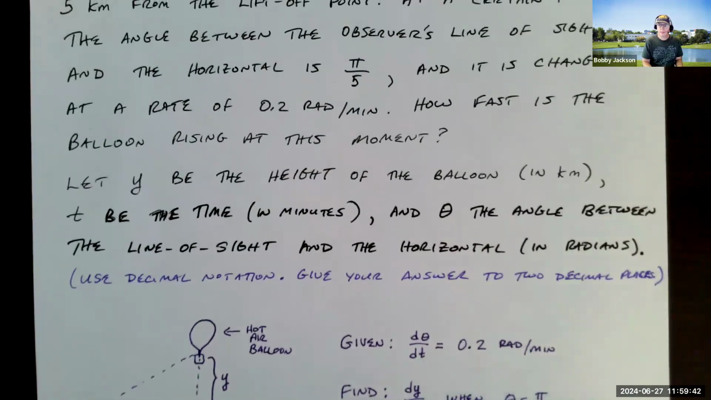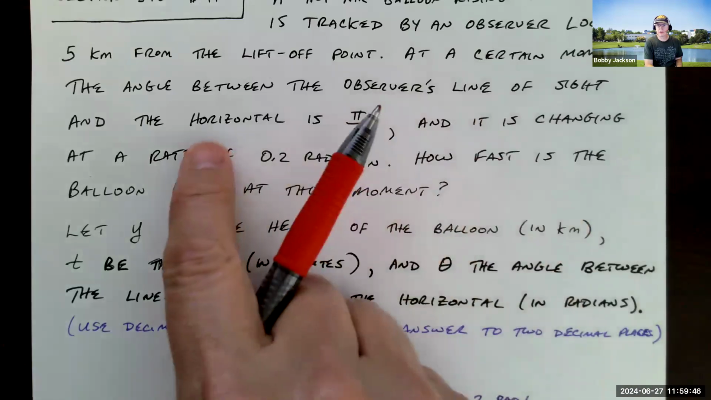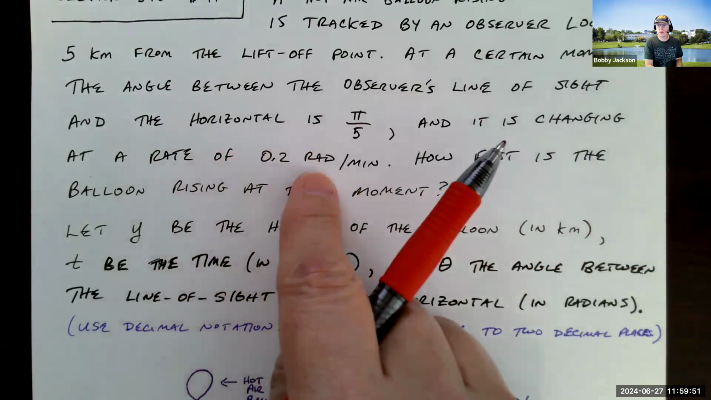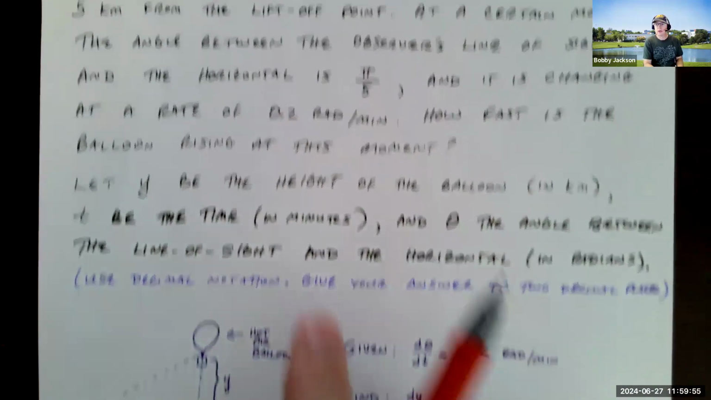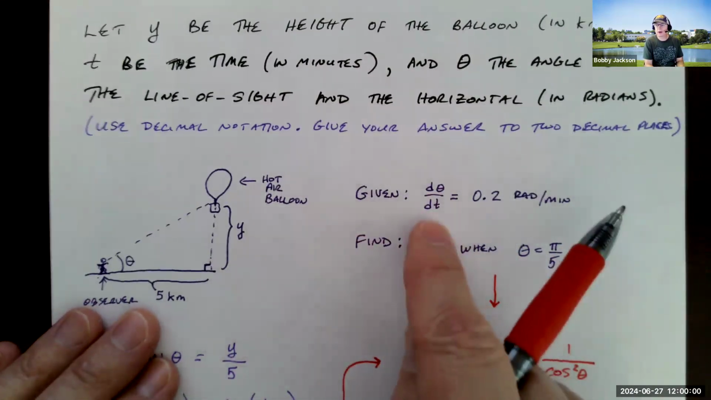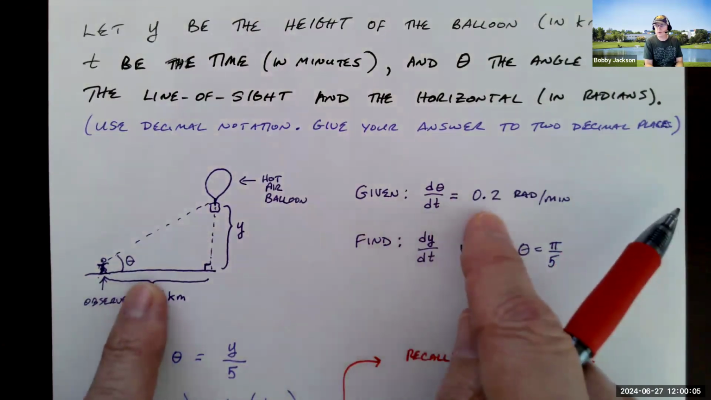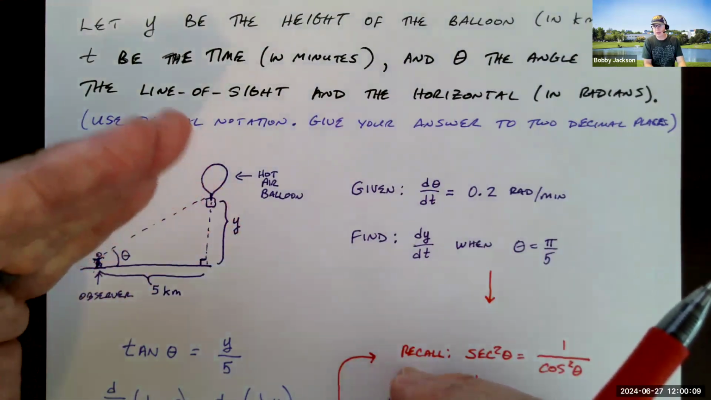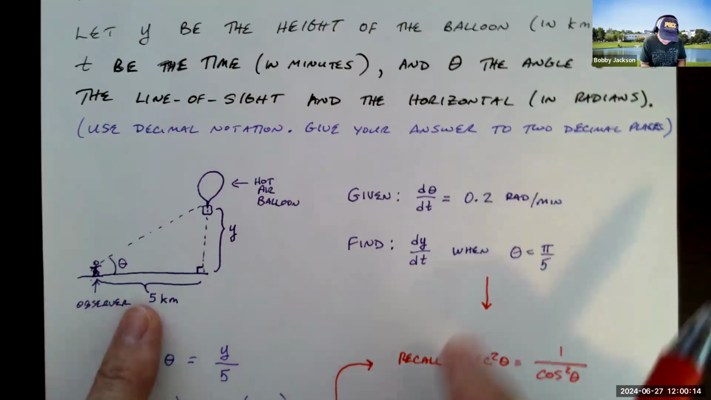And what information are we given? Well, we're told that this angle between the observer's line of sight and the horizontal is changing at a rate of 0.2 radians per minute at the instant that it's pi fifths. So we're going to assume at that instant that d theta dt, that's the rate of change of theta, the angle, with respect to time, is 0.2 radians per minute. And it's positive because obviously as the balloon goes up, that angle is going to increase, right? That angle is going to increase. So it would be positive.